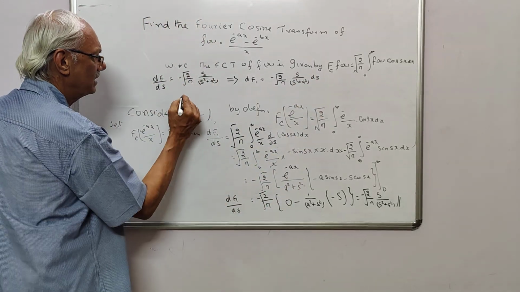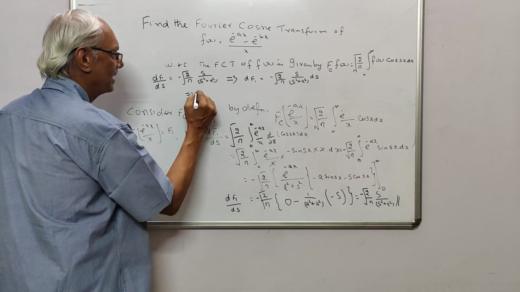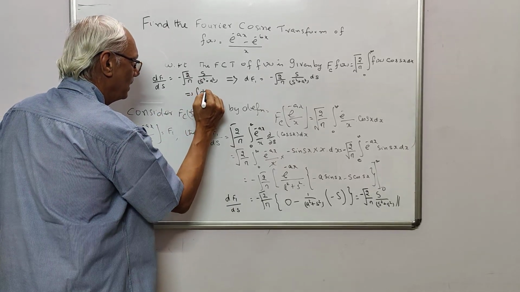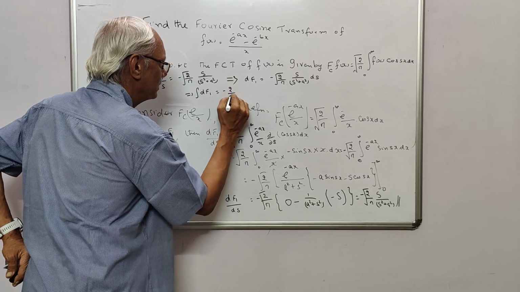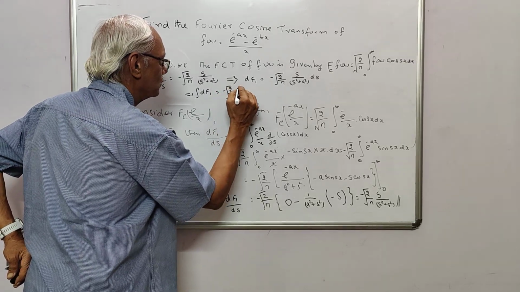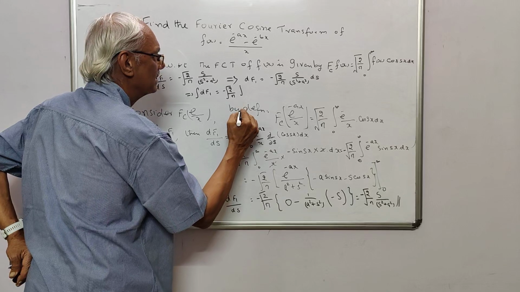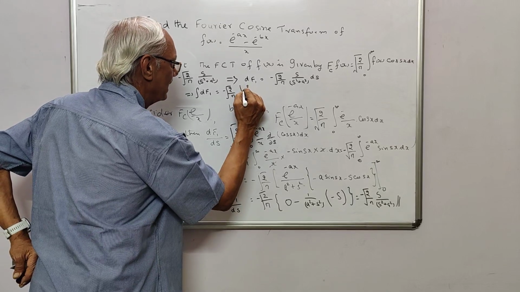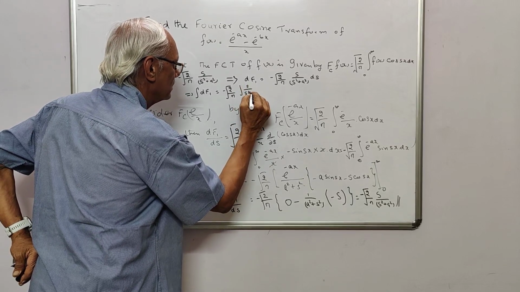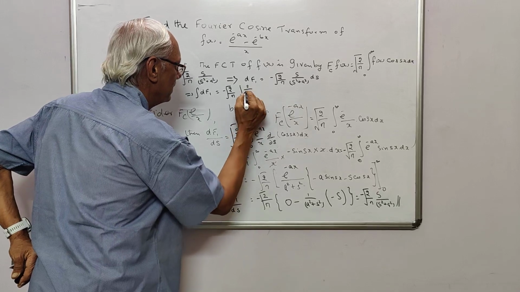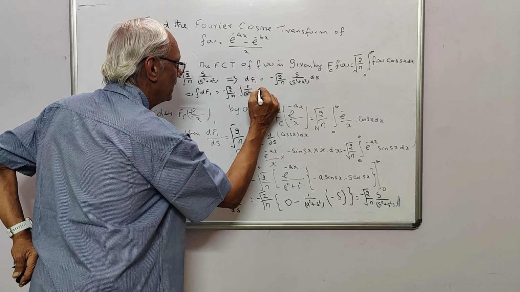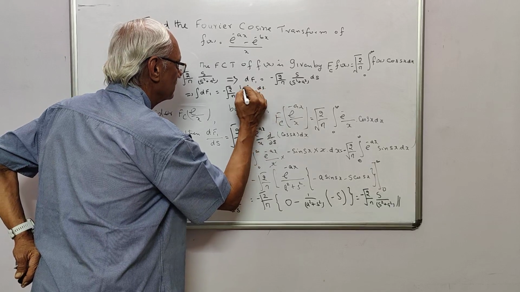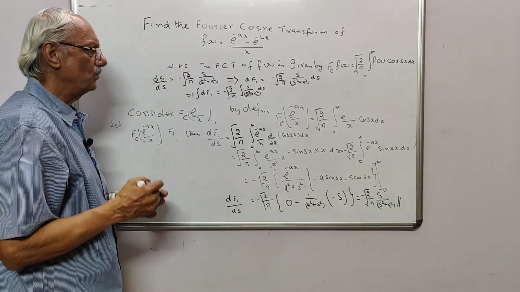Okay, now this implies the integral of df1 is equal to minus 2 by pi square root of this, the integral of s by s squared plus a squared into ds. This is what we get.